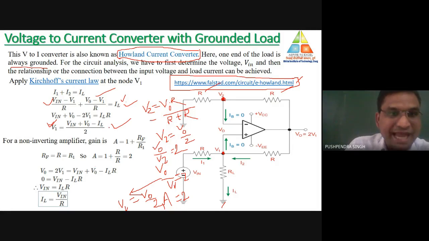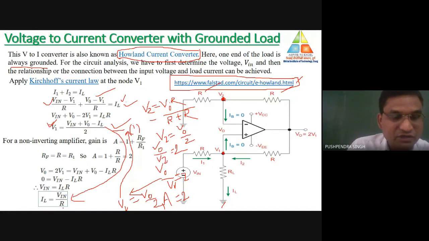Now again moving back to equation number 1. Substituting the value of V1 in equation number 1, what is V1? V1 is equal to V0 by 2. So substitute the value of V1 over here, V0 divided by 2, and simplify this. After simplification, you will get IL is equal to Vin divided by R. So simply after substituting and making some arrangement, you will get the final value of IL. So IL is equal to Vin divided by R.